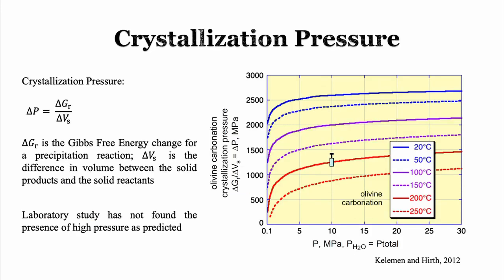So the pressure is induced by crystallization, and predictions of this pressure are based on this equation, where G stands for the Gibbs free energy change for a specific precipitation reaction, and delta V is the difference between the solid volume of the product and the reactant. Based on a study by Kelemen and Hirth, the olivine carbonation reaction is predicted to produce a crystallization pressure on the scale of a couple hundred MPa to GPa.